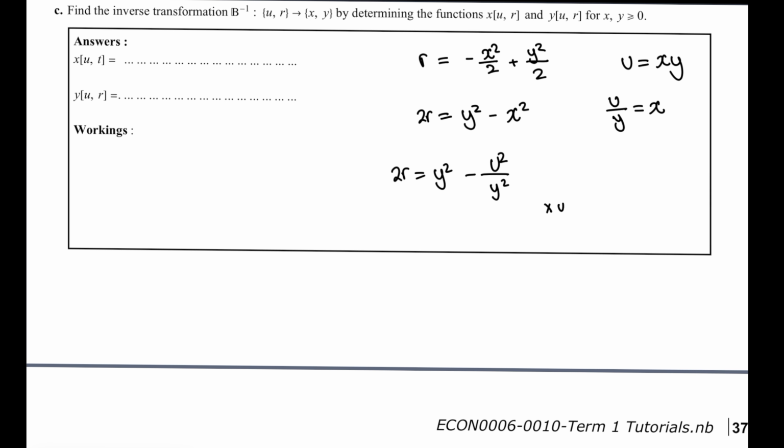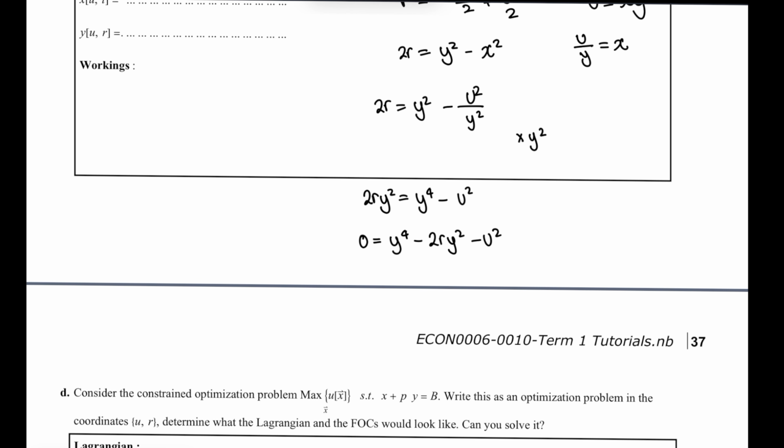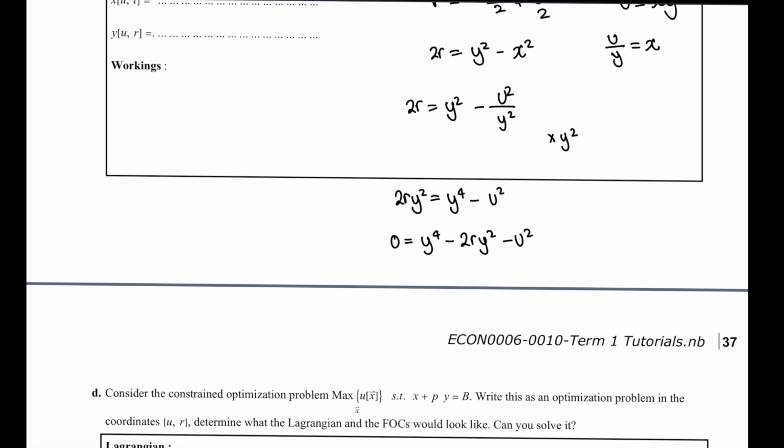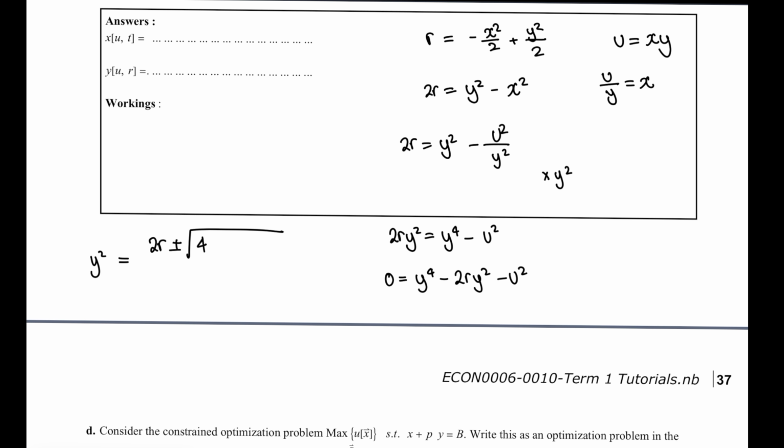If I now multiplied by y squared throughout, we get 2ry squared is equal to y to the power of 4 minus u squared. Bringing everything to one side, we have y to the power of 4 minus 2ry squared minus u squared. This is a disguised quadratic, so if I now use the quadratic formula, I have y squared is equal to 2r plus or minus the square root of 4r squared plus 4u squared, all over 2.